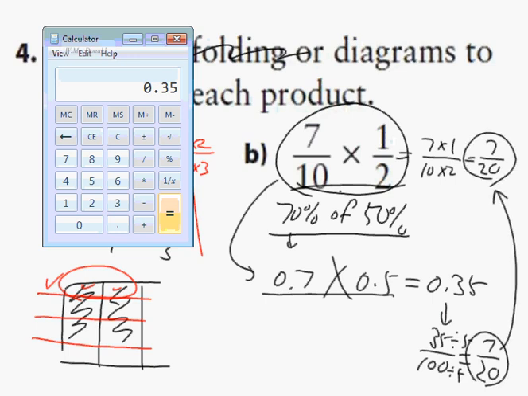Okay? So when you have multiplication of fractions, sometimes it's easier to think of it as being a percentage statement. All right, 70% of 50%. Then calculate that as a decimal statement, and then get your answer, and then bring it back to fractions.